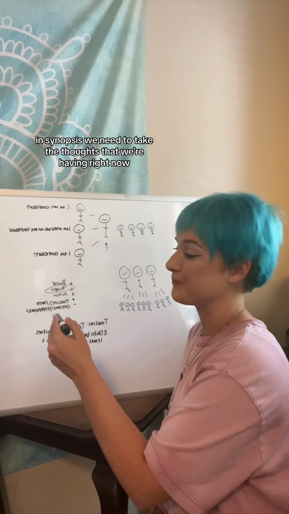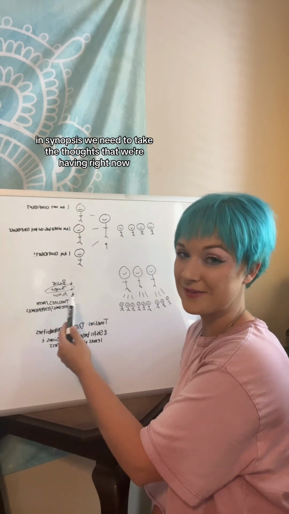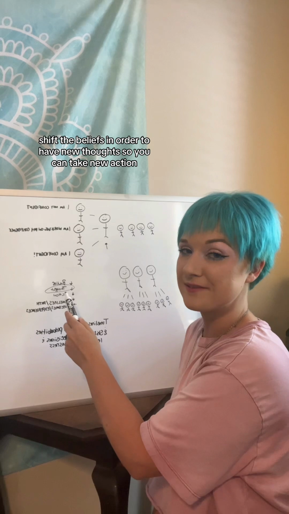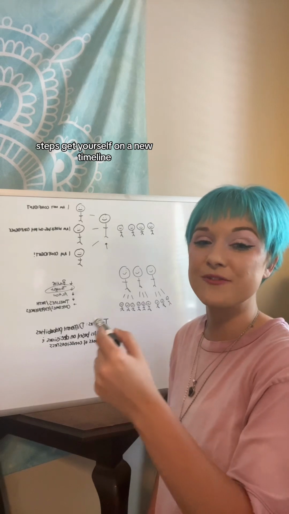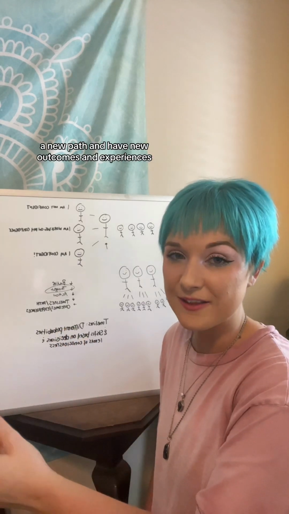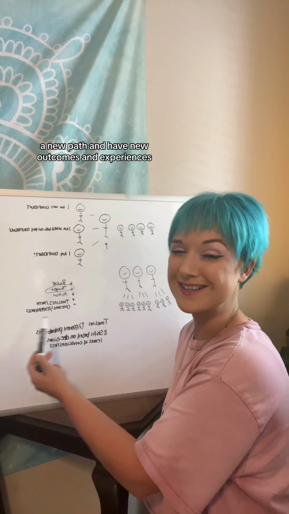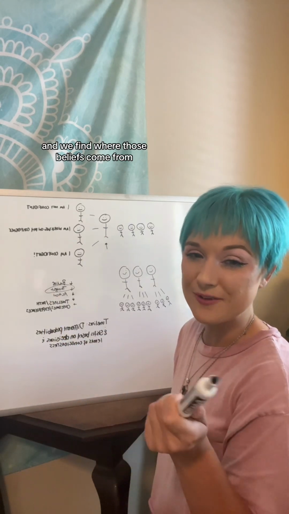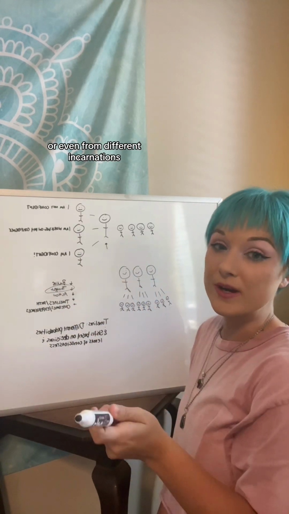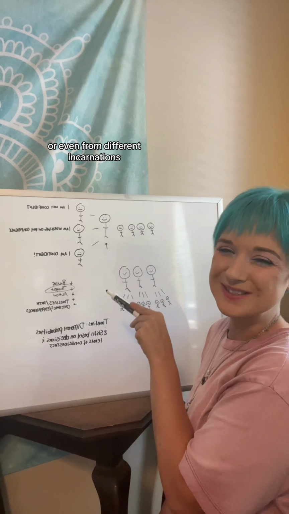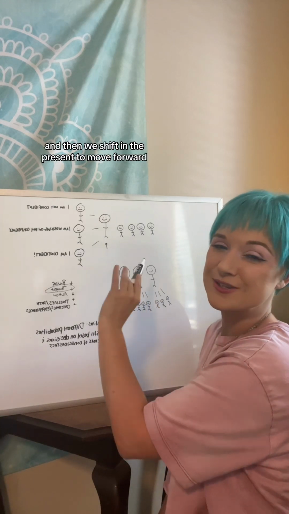In synopsis, we need to take the thoughts that we're having right now, shift the beliefs in order to have new thoughts so you can take new action steps, get yourself on a new timeline, a new path, and have new outcomes and experiences. And we find where those beliefs come from, the inner children and the teens, or even from different incarnations, and then we shift in the present to move forward.